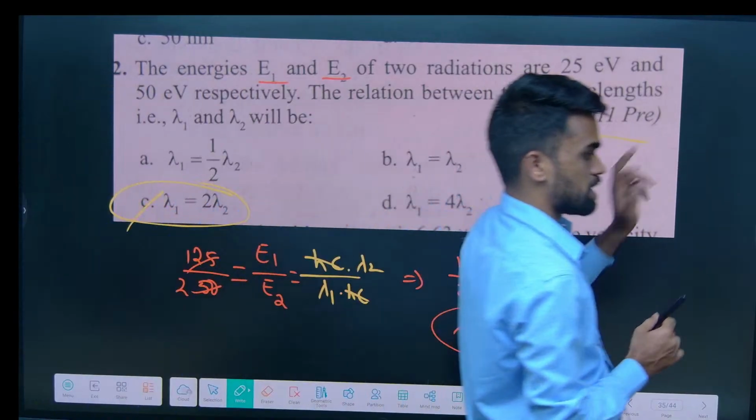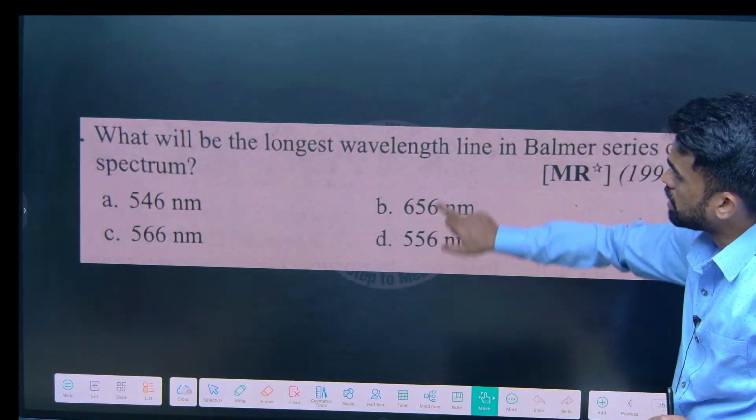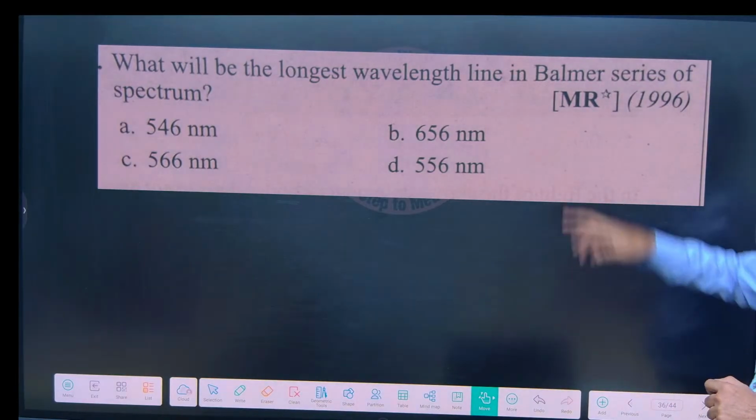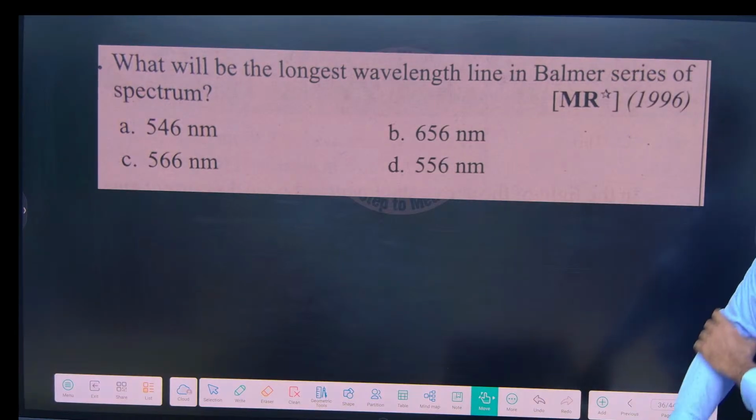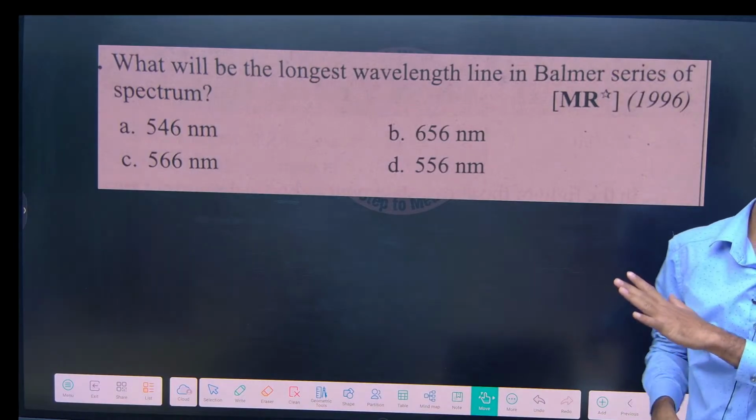See, all the questions that I am showing you here are PYQs only. Let's solve this question. What will be the longest wavelength line in the Balmer series? This is one of the important models. Try it once. I have given the required content already just now in the discussion.